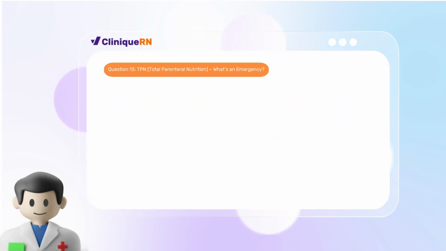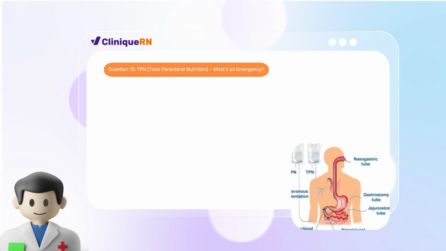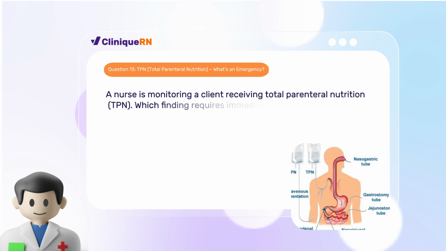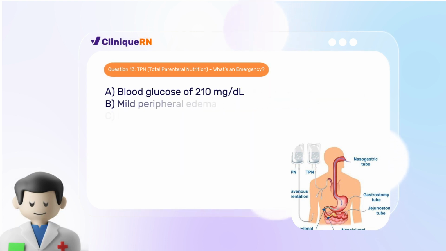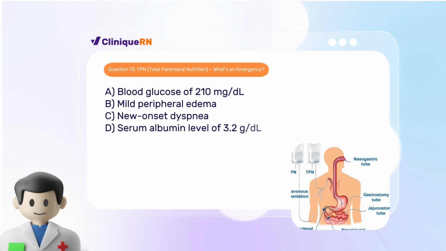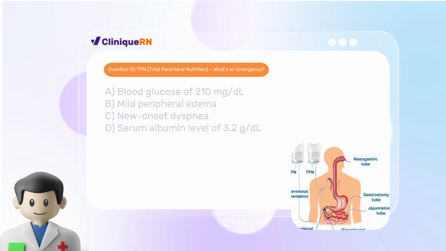Question 13. TPN, total parenteral nutrition. What's an emergency? A nurse is monitoring a client receiving total parenteral nutrition, TPN. Which finding requires immediate intervention? A. Blood glucose of 210 mg per deciliter. B. Mild peripheral edema. C. New onset dyspnea. D. Serum albumin level of 3.2 grams per deciliter.